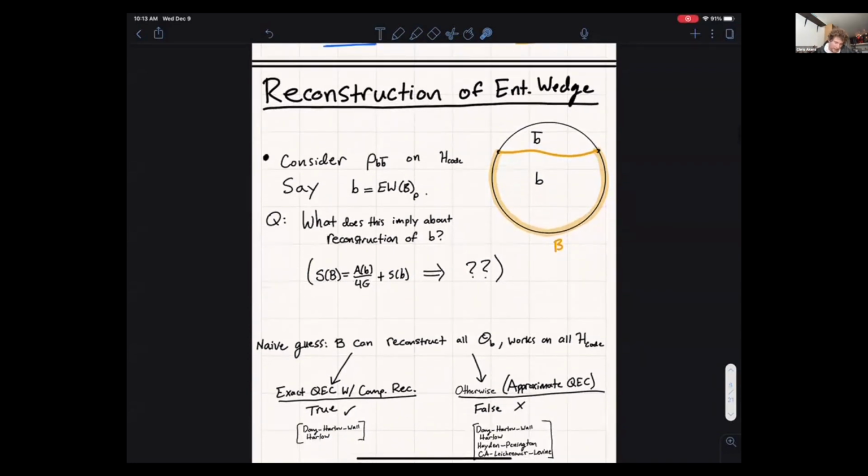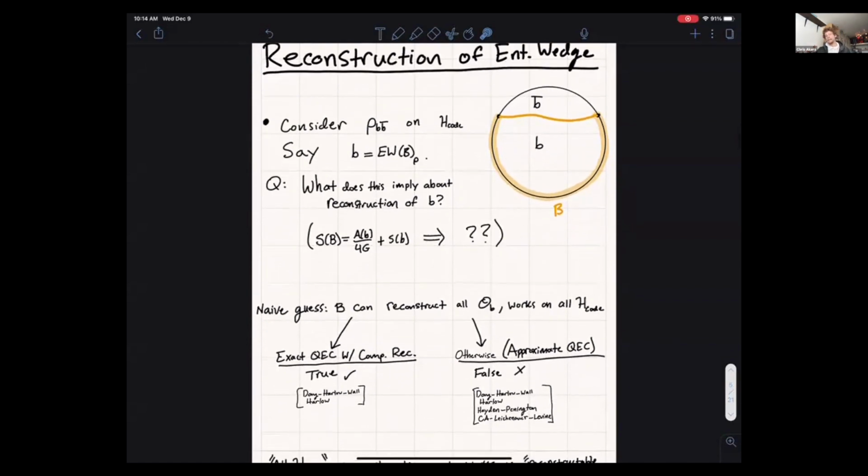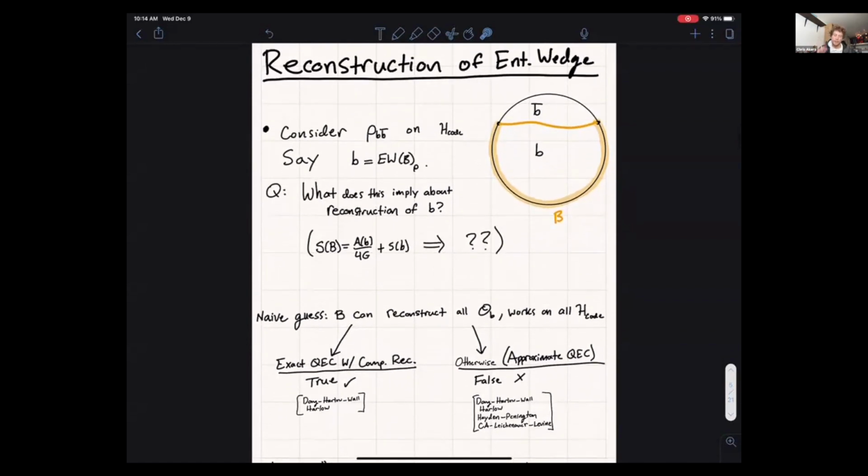So a naive guess would be that you just use Daniel's theorem, i.e. that B can reconstruct any operator on little b, and those operators should work for all states in the code subspace. But that's actually not true. So that is true in a limited setting, particularly exact quantum error correction with complementary recovery. But otherwise, it's not true.